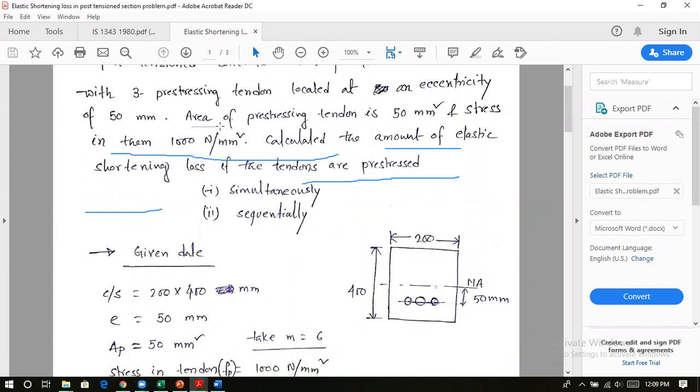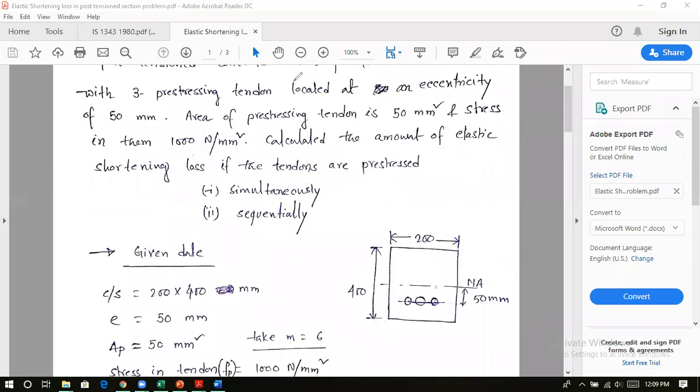Area of pre-stressing steel is 50 mm square and the stress in them is 1000 Newton per mm square. Calculate the amount of elastic shortening loss if the tendons are pre-stressed either simultaneously or sequentially. So we have to find out the elastic loss when they are stretched simultaneously and when they are stretched sequentially.